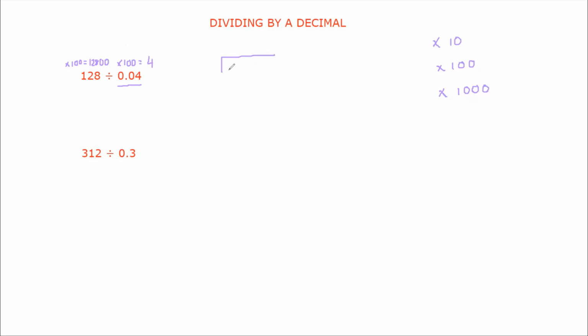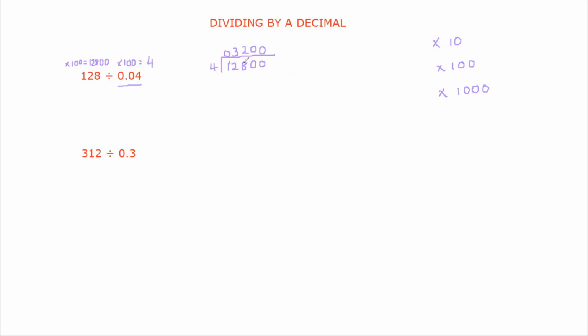So 12,800 goes inside the bus stop, and we're dividing by 4. So 4 will not go into 1, so we carry the 1 across. Now 4 goes into 12 3 times with no remainder. 4 will go into 8 twice, and 4 will not go into 0, and 4 will not go into 0. So our answer is 3,200.